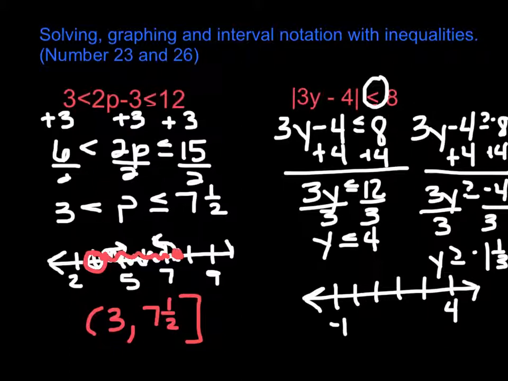So I've got a closed circle on my 4, and it's less than, so that's going to be shaded to my left. And then I have y is greater than or equal to -1 1/3, which would be about here, and that's greater than. My interval notation then, it's included in both, so it's going to be brackets for both of them. So it should go from -4/3 or -1 1/3, however you want to write it, to 4.